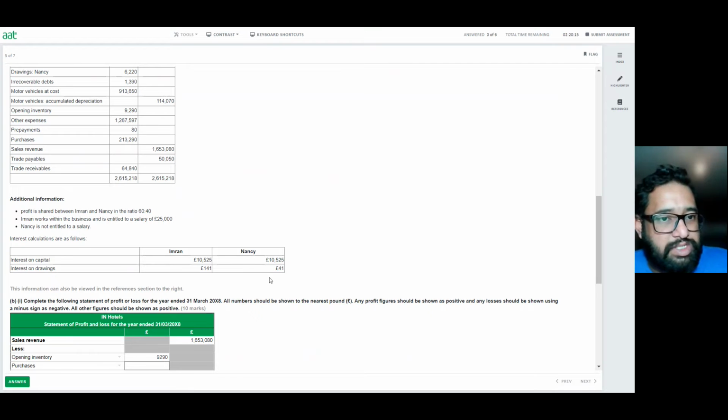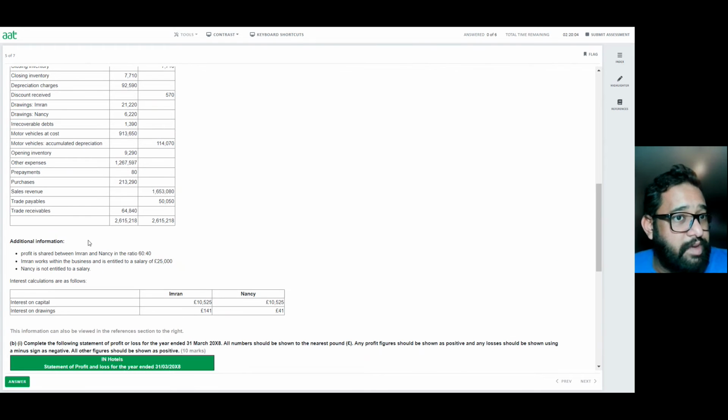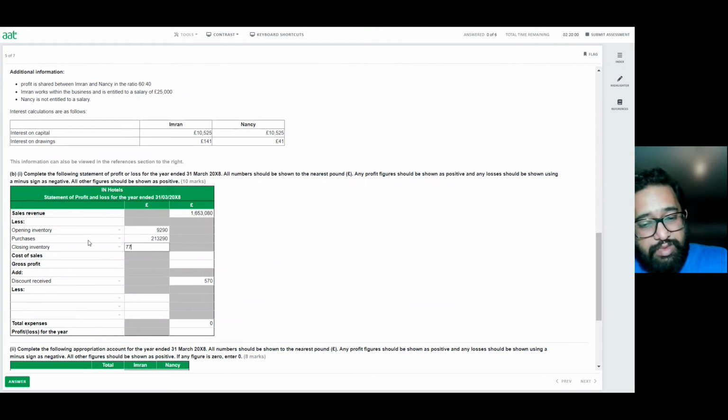So here the number is 213,290. So we got that one. And the cost of sales, closing inventories, a little bit higher there, 7710. So I have put that here, but read carefully what it says.